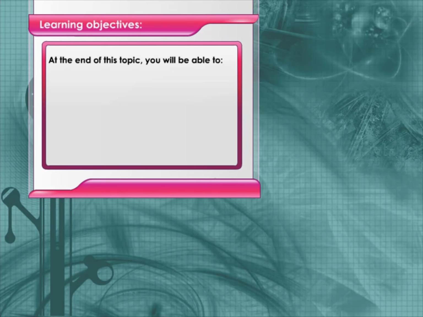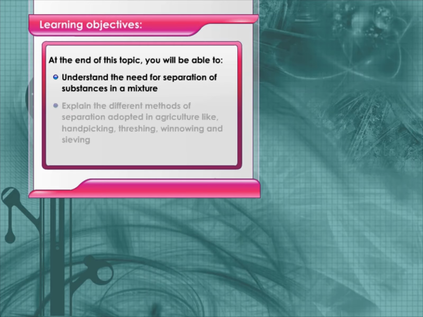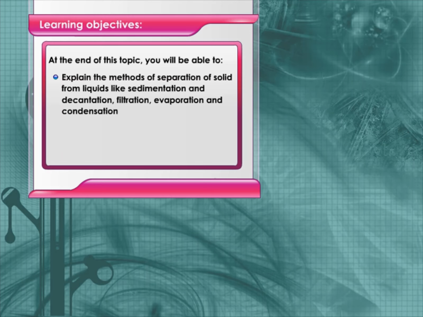Learning objectives. At the end of this topic, you will be able to understand the need for separation of substances in a mixture. Explain the different methods of separation adopted in agriculture like handpicking, threshing, winnowing and sieving. Explain the methods of separation of solids from liquids like sedimentation and decantation, filtration, evaporation and condensation.